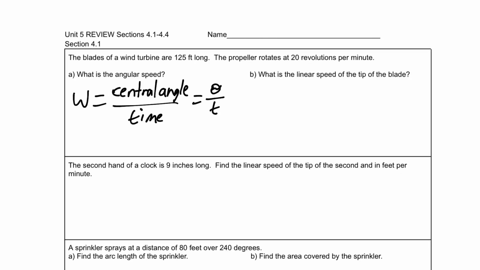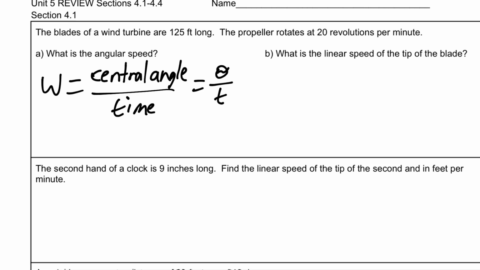This is a review for Chapter 4, Sections 1 through 4. The blades of a wind turbine are 125 feet long. The propeller rotates at 20 revolutions per minute.